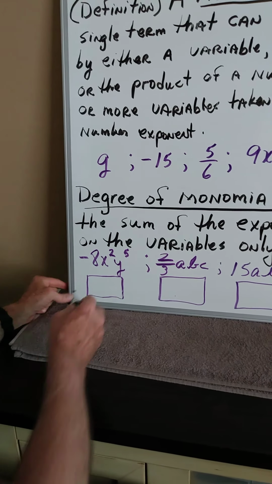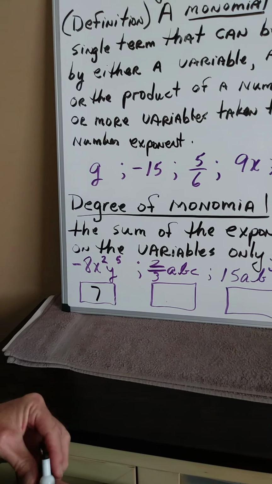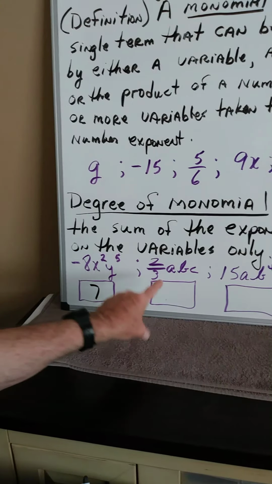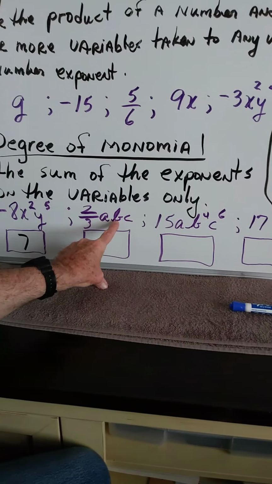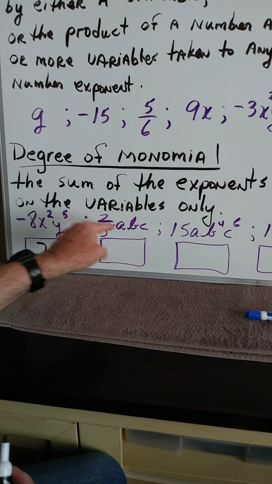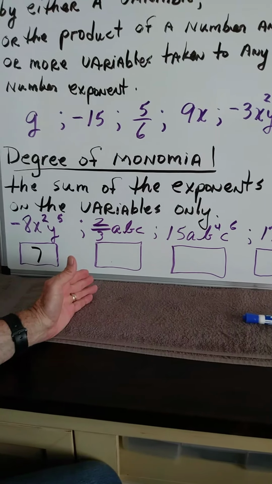2 plus 5, 7 would be the degree of that monomial term. Secondly, 2/3 ABC. To find the degree, we're going to add the exponents on the variables only.